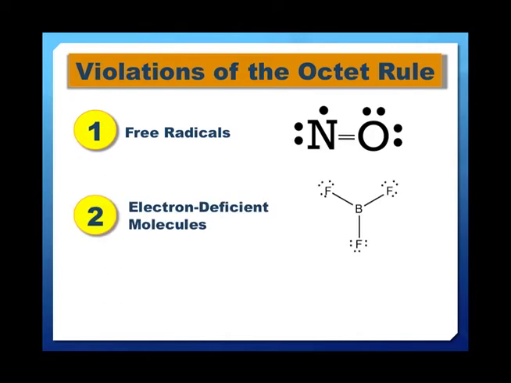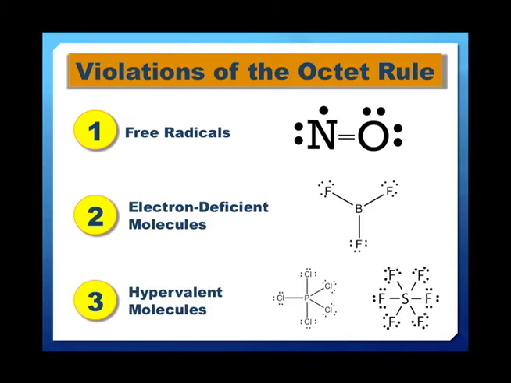Another example arrives in the form of some electron-deficient molecules that lack an octet for the central atom. Elements like boron and aluminum only have 3 valence electrons, so they can only make 3 covalent bonds. In boron trifluoride, boron makes 3 bonds to fluorine, so it will have only 6 electrons around it rather than 8. This is a violation of the octet rule.